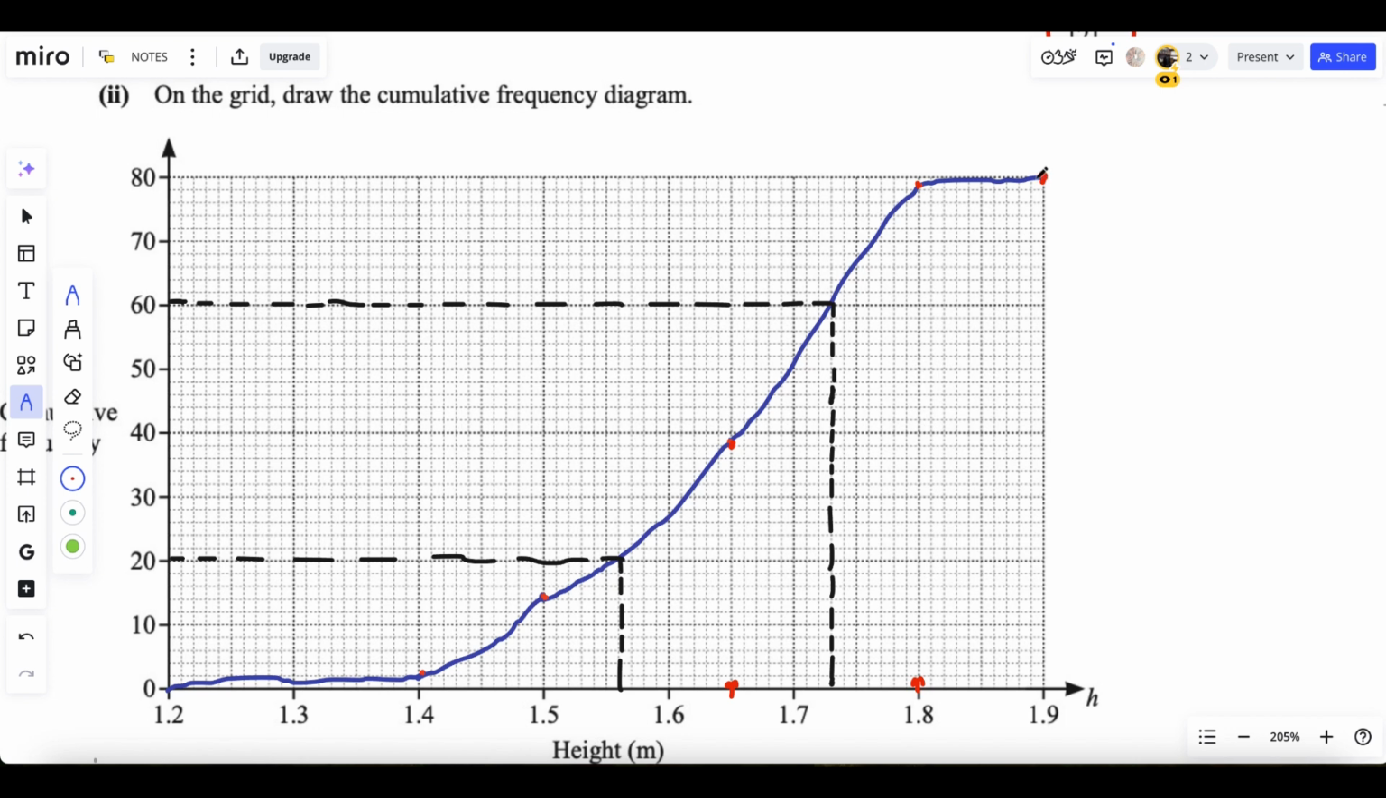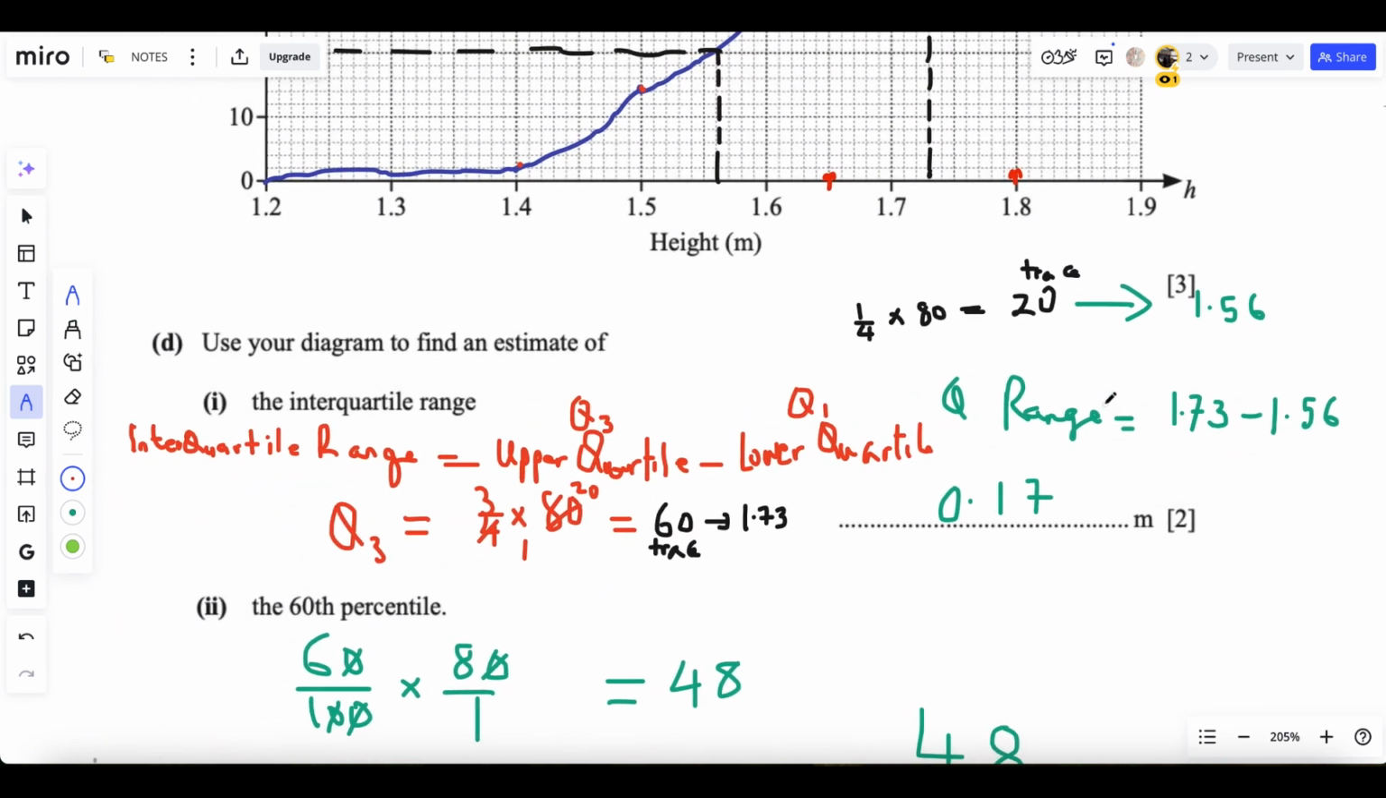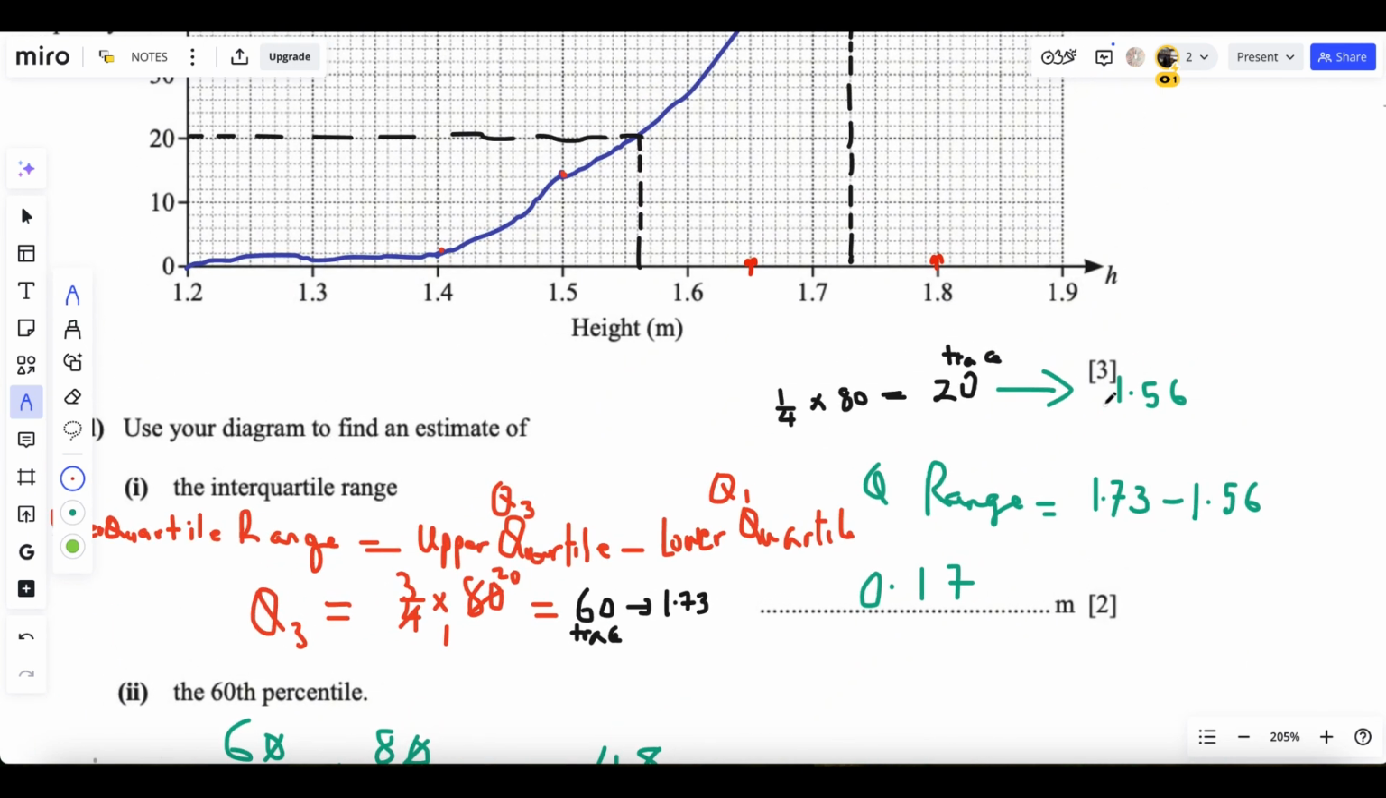After that, you quietly join the curve. My curve may not be too perfect, but you join the curve. Don't make straight lines. It's a curve. And then you come quietly to the origin. So this is your cumulative frequency. This is the first question, we draw the cumulative frequency. You get 3 marks for being able to draw the cumulative frequency.